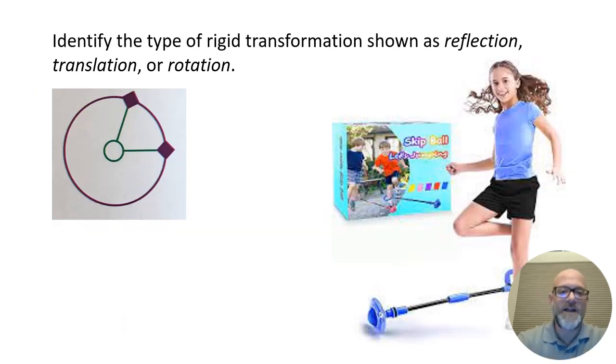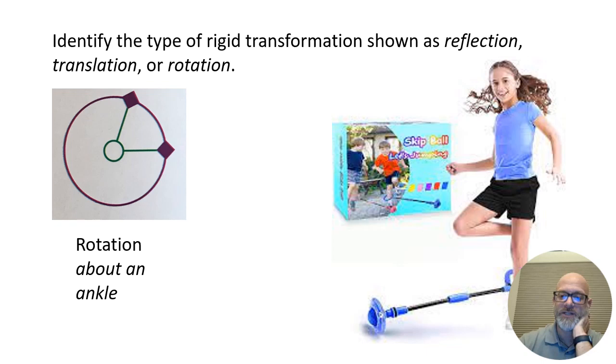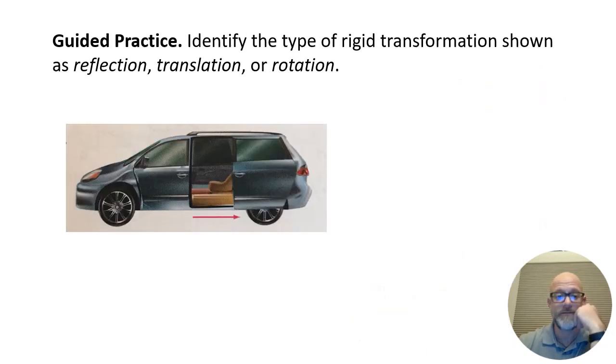All right, identify the type of rigid transformation shown as reflection, translation, or rotation. Have you ever played this game where you have this toy on your ankle and you spin it around and you skip over it, called a skip ball? Well, if we were to think about this motion and put it on a two-dimensional figure, it might look like this. And that's one point at which the object is out. And here's another point at which the object is out. Okay, what would you call this type of transformation? It's called a rotation. About what? About her ankle.